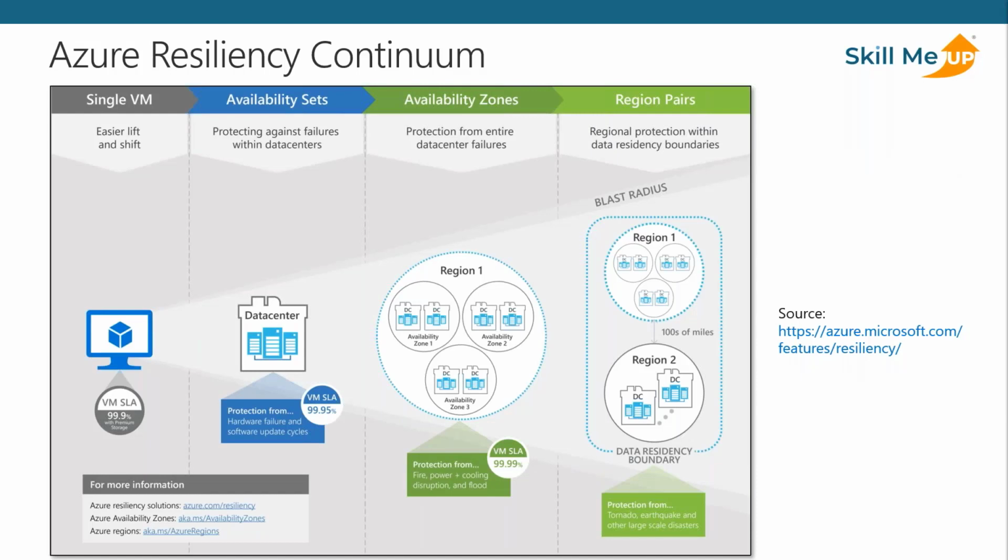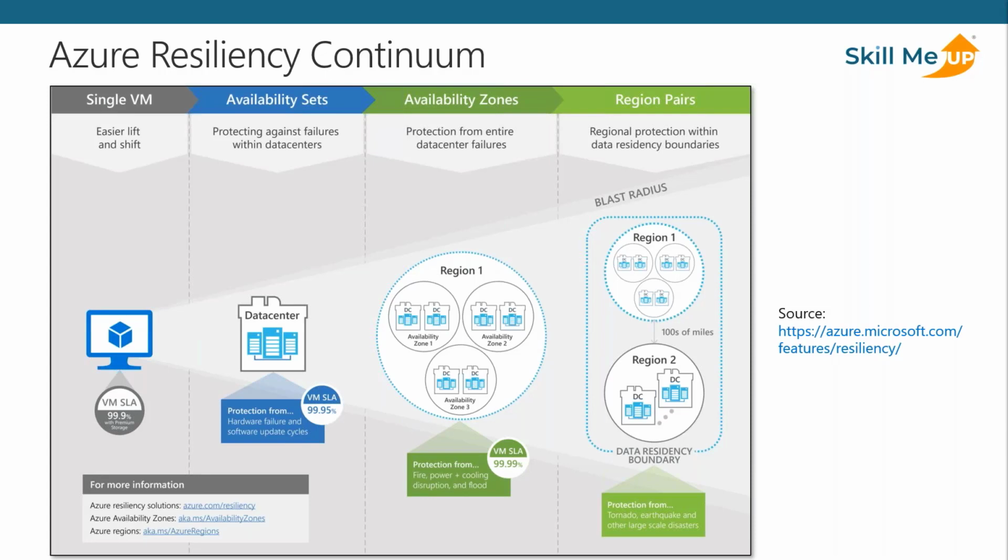And this is an image taken from a nice PDF that they have. There's a link on the right of the slide there. If you go to that page, there's all kinds of information about Azure's resiliency scenarios. And there's a link fairly near the top of that page, which takes you to the PDF that image has come from. And this is this resiliency continuum. It starts with a single VM over on the left-hand side.